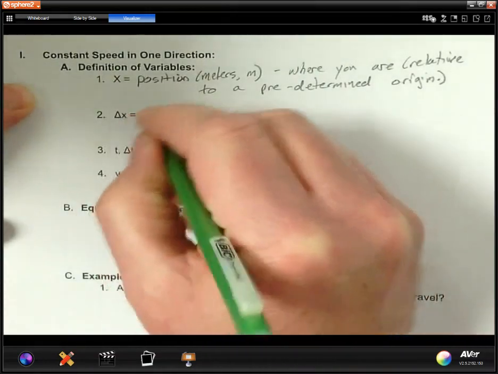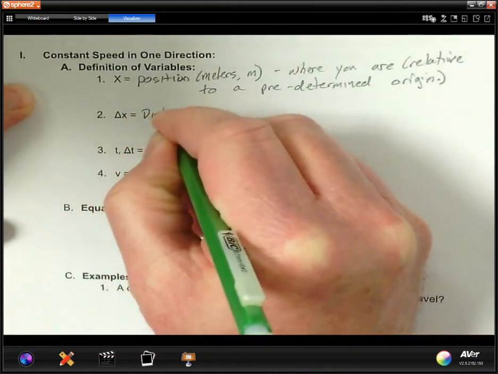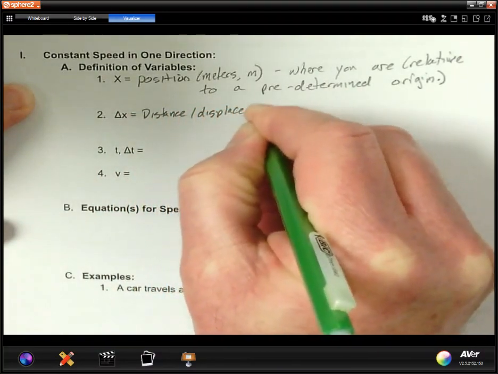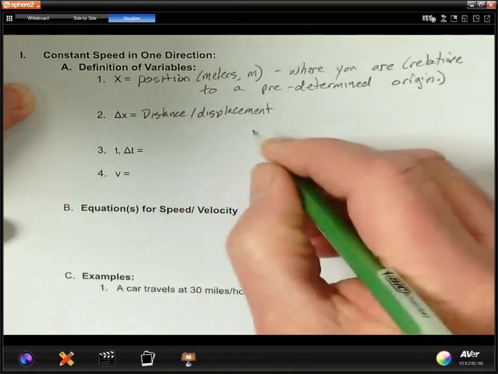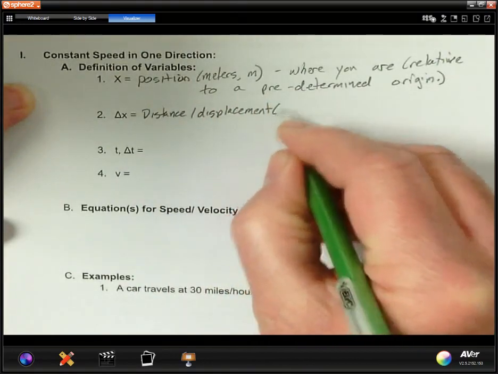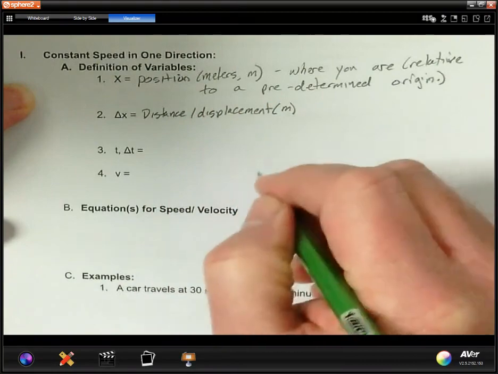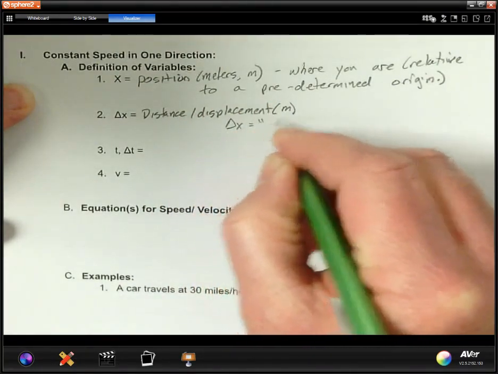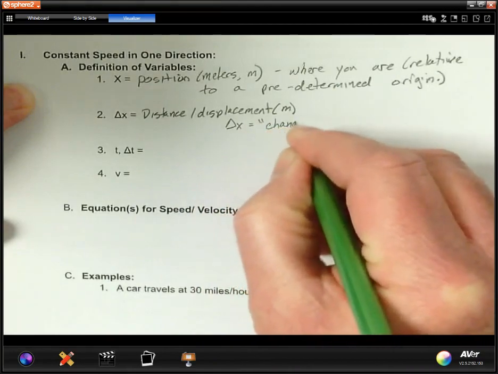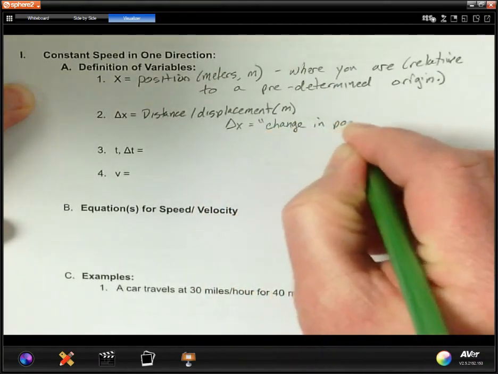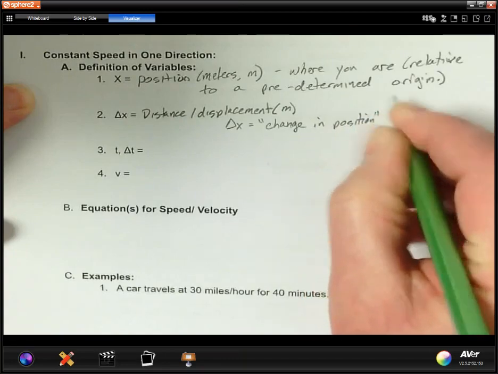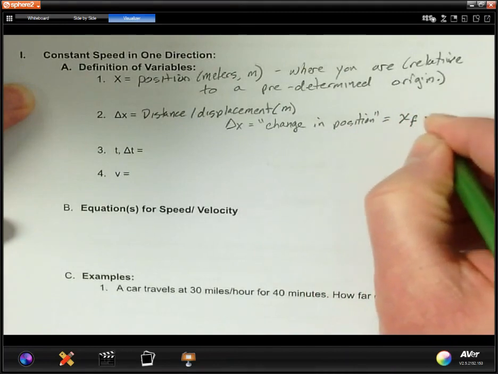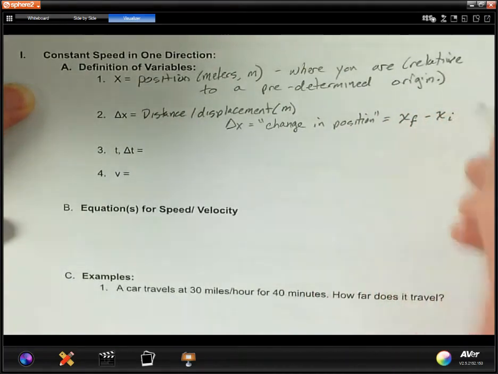All right, delta x, we're going to call distance or displacement. And we're going to talk about the difference between those two in our next lesson. And that's going to be in meters. Okay, delta x can really be defined as change in position. And to find a change, we subtract. So we're going to take our final position minus our initial position.